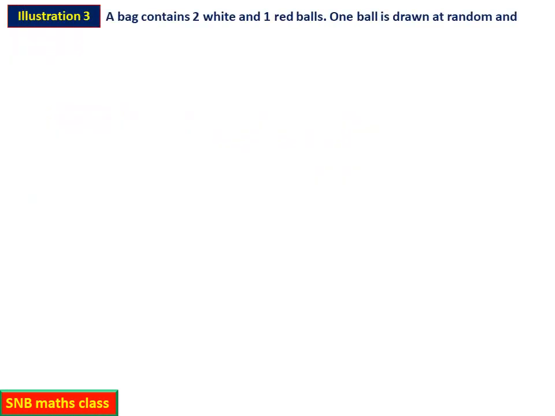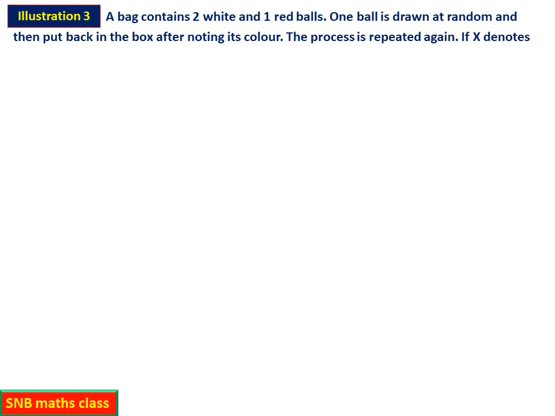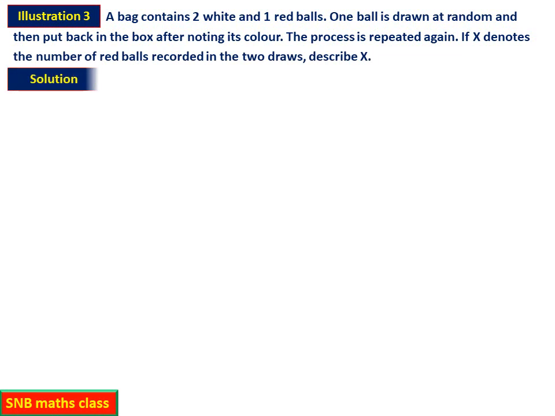Next example, a bag contains 2 white and 1 red balls. One ball is drawn at random and then put back in the box after noting its color. The process is repeated again. If X denotes the number of red balls recorded in the 2 draws, describe X. So here, because there are 3 balls together, let the 2 white balls be denoted by W1 and W2, and the red ball R.